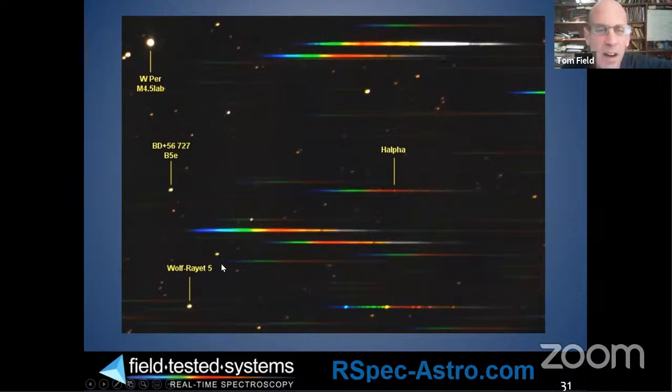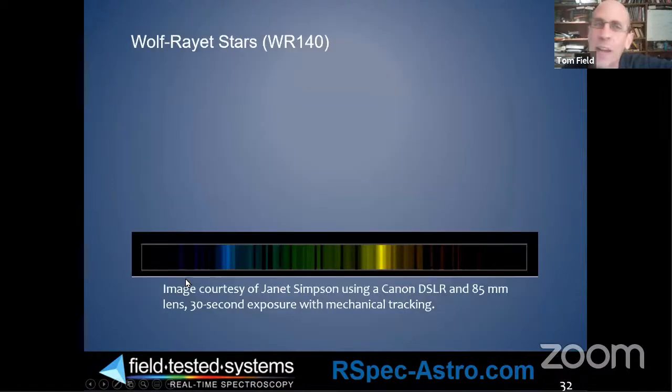There's a gap there. Here's a star here with these lumps, right? Well, those are emission lines. They were so bright, they saturated our pixels. We got some blooming. But let's look at a Wolf-Rayet star here.